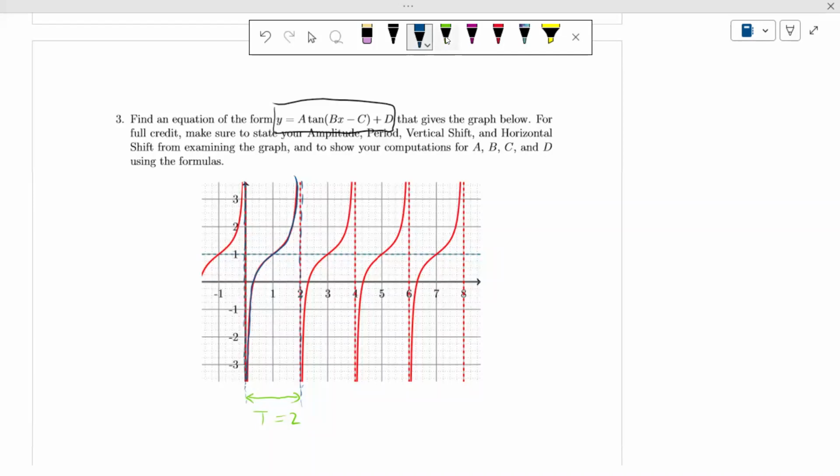Let's do my vertical shift. It's just wherever the axis of symmetry is. So the vertical shift is 1.